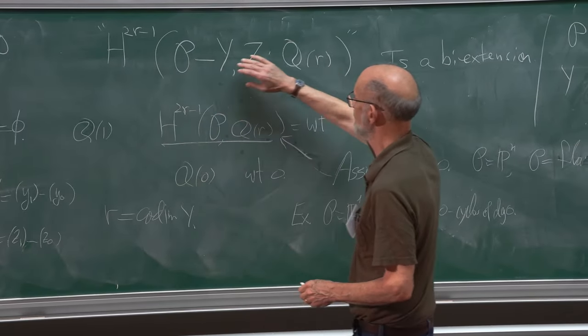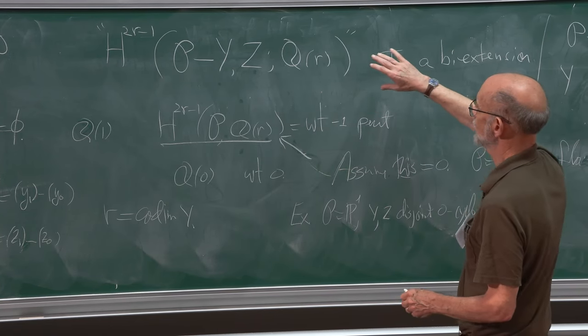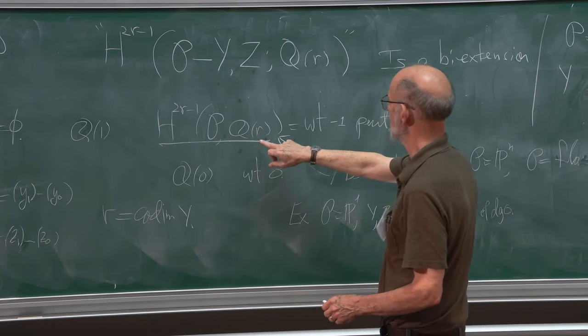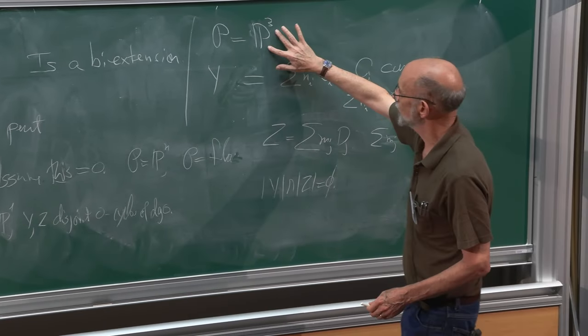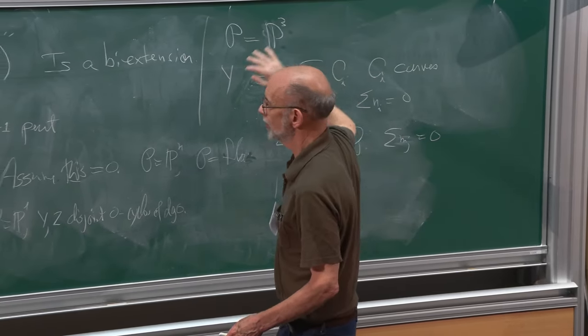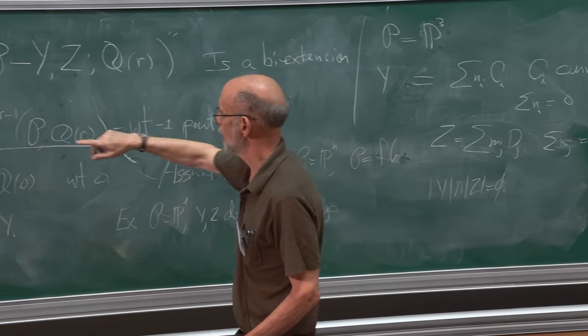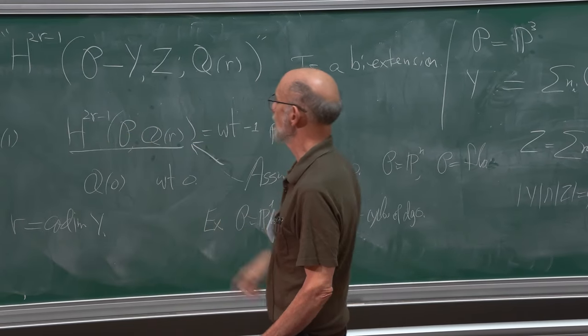Okay, and then as I say, I'm cheating a little bit with the description here. You have to get it right. But if you get it right, you find that this is a biextension, but it's a degenerate biextension because I took a projective space here. So clearly, in this case, the relevant number 2r minus 1 is going to be 3.